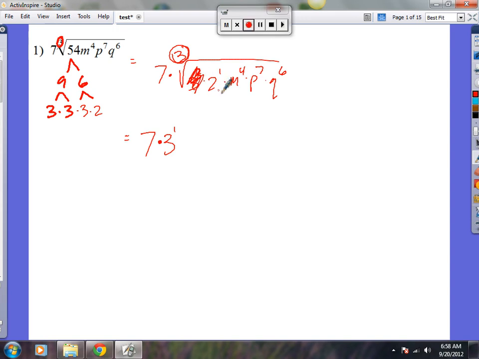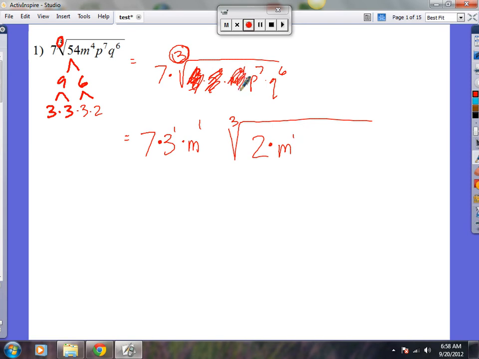2's. I don't have enough 2's built up, so my 2's are going to stay in. So I'm going to put a 2 there. 2's are done. M's, I've got 4 of them. I can pull out a group of 3. If I pull out one group of 3, so it's going to be M to the 1, that's going to leave me on the inside with 1 left over. And I don't even really need to write these 1's. So my M's are done.